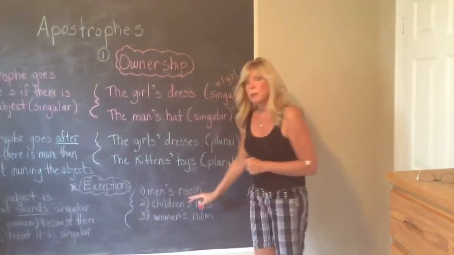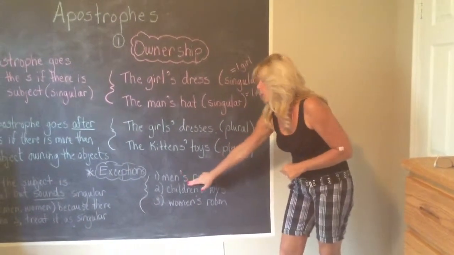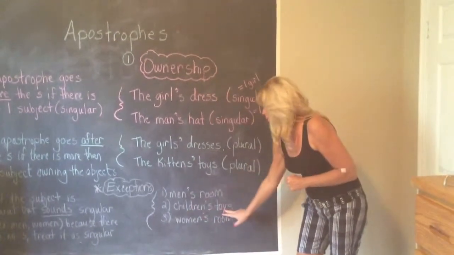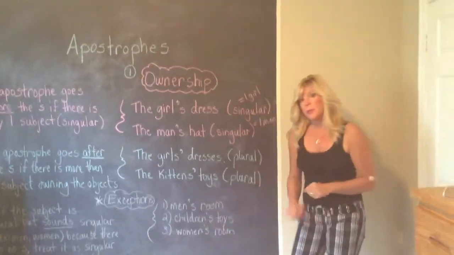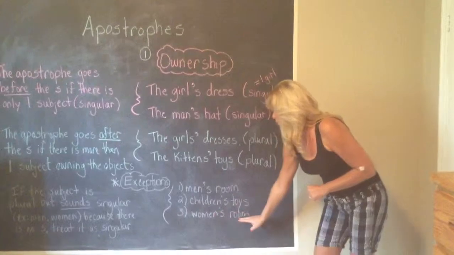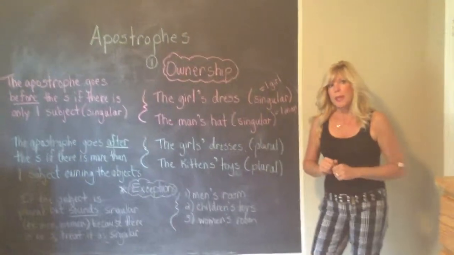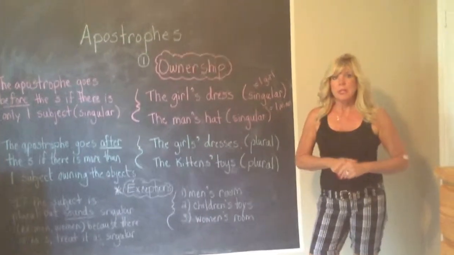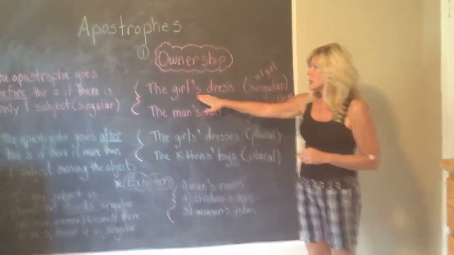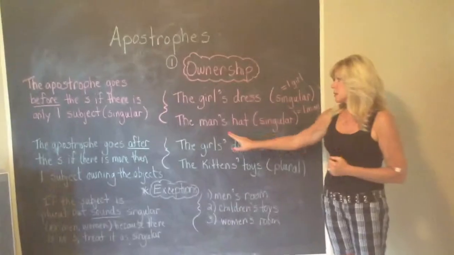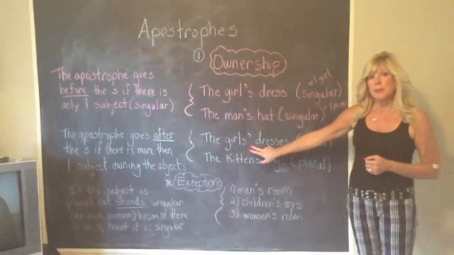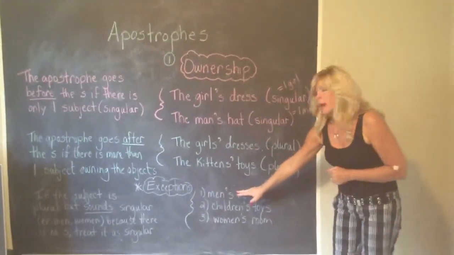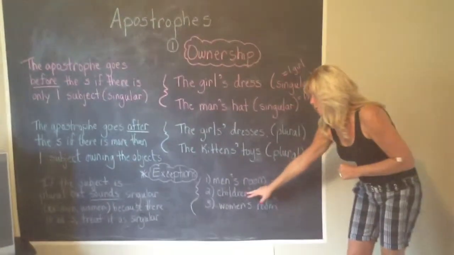So men's room, the apostrophe goes before the S. Children's toys, the apostrophe goes before the S. And women's room, the apostrophe goes before the S. So there are a few exceptions to the rules we went over, but generally speaking, singular subject, apostrophe before the S, plural subject, apostrophe after the S, and then you have a few exceptions like men, children, and women.